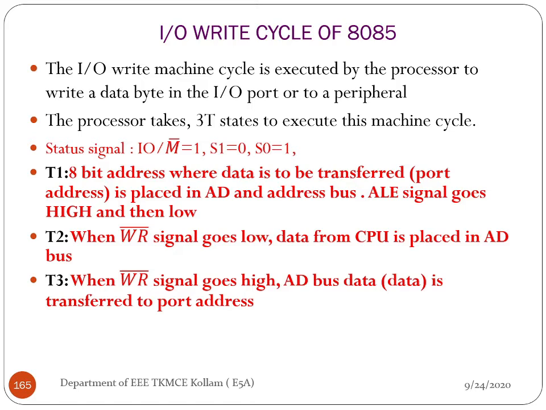Next one is the I/O write machine cycle of the 8085 microprocessor. The I/O write machine cycle is executed by the processor to save a data byte which is available inside the microprocessor to an I/O port or to a peripheral device. Similar to I/O read, in order to complete this machine cycle, it requires 3 T states. Corresponding status signals are IO/M bar equal to 1. Why? Because this address is related to an I/O device. Therefore IO/M bar is equal to 1, S1 is equal to 0 and S0 is equal to 1.